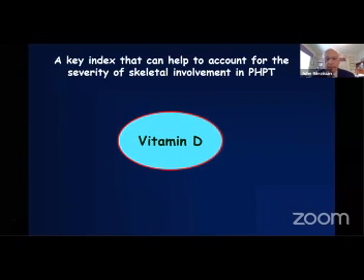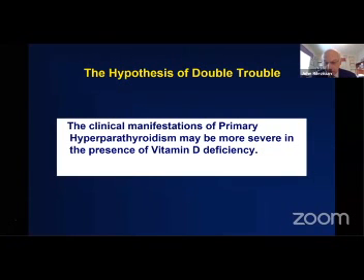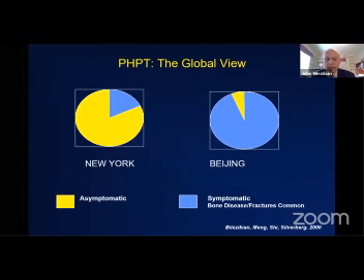I alluded to vitamin D, and I think this is really an important point. And you know this very well because India is where we have learned so much about how important vitamin D deficiency is in the population. Stanbury from the UK made this statement many decades ago, that the clinical manifestations of primary hyperparathyroidism may be more severe in the presence of vitamin D deficiency. And Dr. Rao has contributed enormously to our understanding of that point.